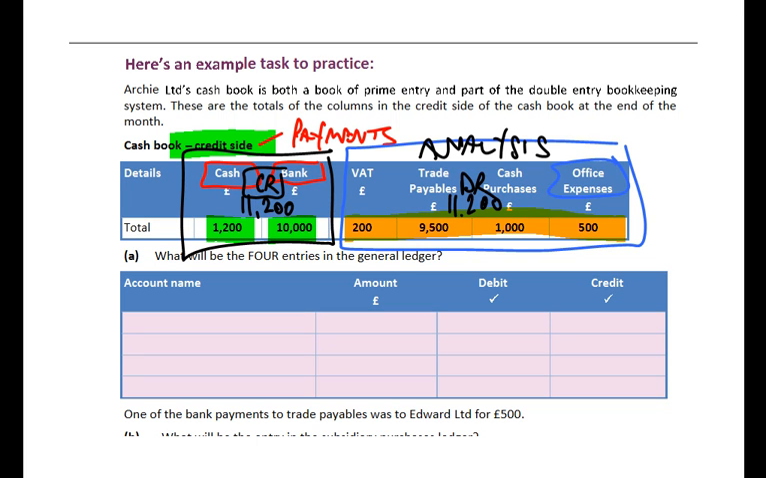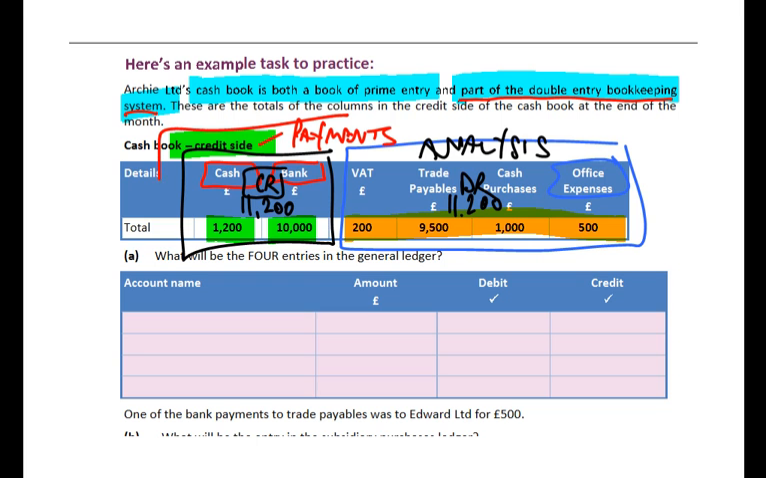Now, one thing we were told in the text of the task here is that the cash book is both a book of prime entry, so it's the first place they're recording various transactions, in this case the payments coming out of the cash account and the bank account, but it's also part of the double entry bookkeeping system. That's quite an important piece of information, because it's telling me that they've already posted those credits to the cash account and the bank account. This cash book is part of our double entry bookkeeping system. You can think of that as literally being the ledger accounts for cash and bank.